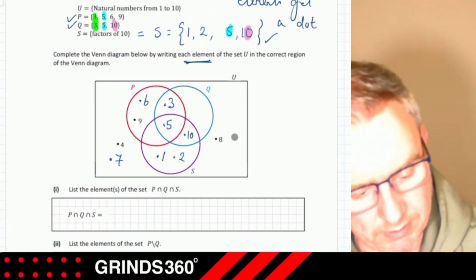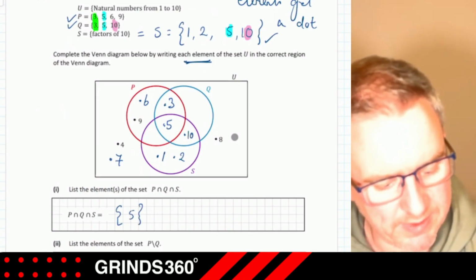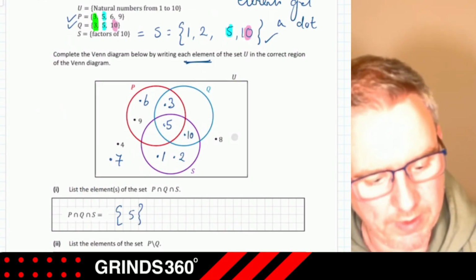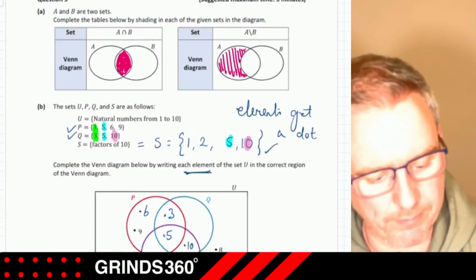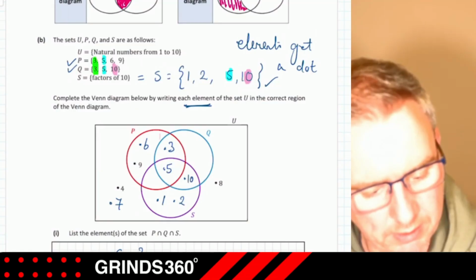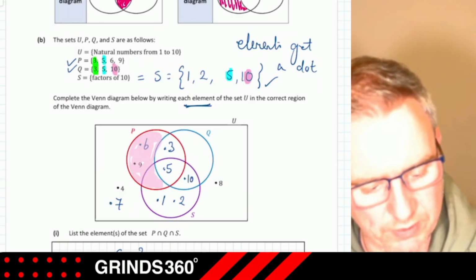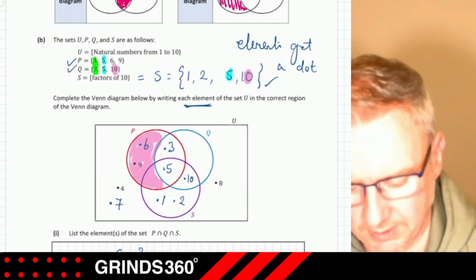So from my diagram, 5, that's the element that's common. List the elements of P less Q. So P less Q, remember from your shaded diagram, you'd have it. So elements of P, but I want to take Q out of it. So what am I dealing with there? So just my 6 and 9. That's all I'm saying there.